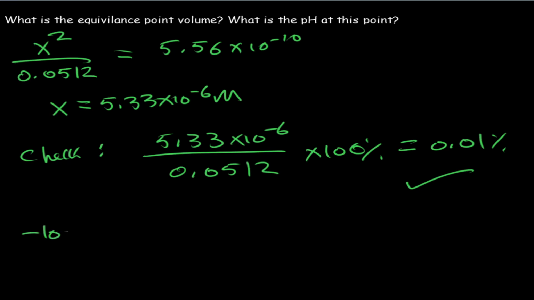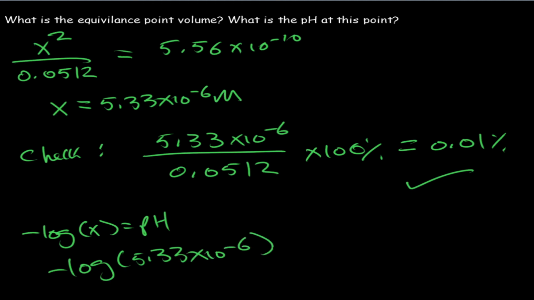So the negative log of our X will give us our pH, and the negative log of 5.33 times 10 to the negative 6 gives us a pH of 5.27. So at our equivalence point, we have a pH of 5.27. And does that make sense? Yes, because all of our weak base and our strong acid reacted, and all that we have left is our weak acid. So the pH of a weak acid should be lower than 7, and we have a relatively low pH, 5.27.